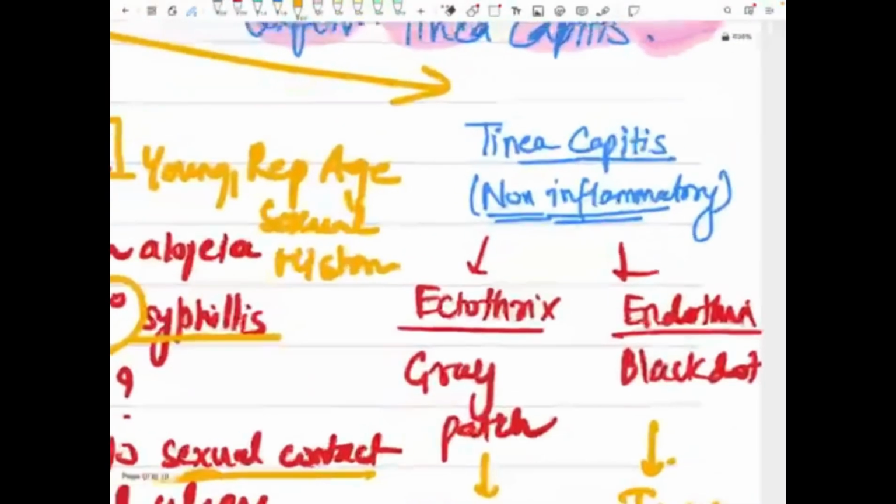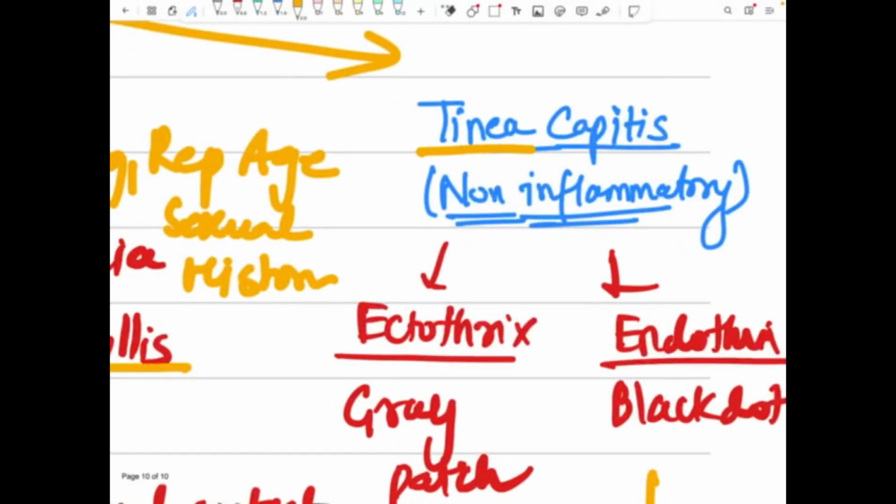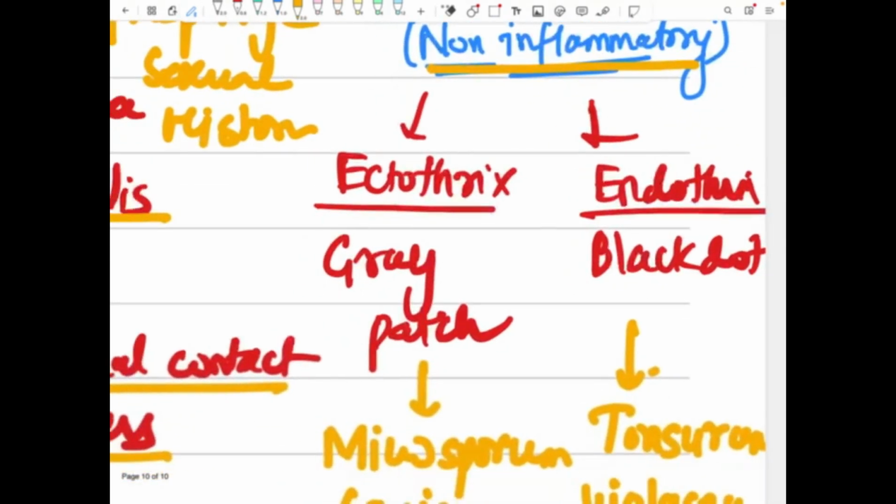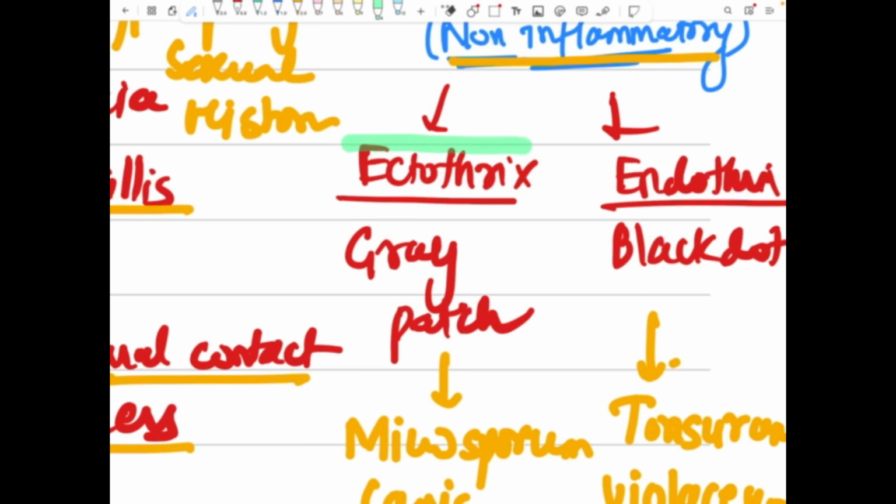Now, coming to the next entity, it is tinea capitis. Which tinea capitis has non-scarring alopecia? It is the non-inflammatory variant, where inflammation is not happening. We all know that it is of two types, ectothrix and endothrix. What is the difference between them? In endothrix, the fungal elements are inside the hair. They make the hair weak and they break off.